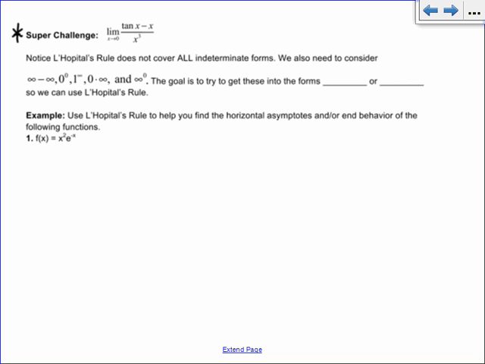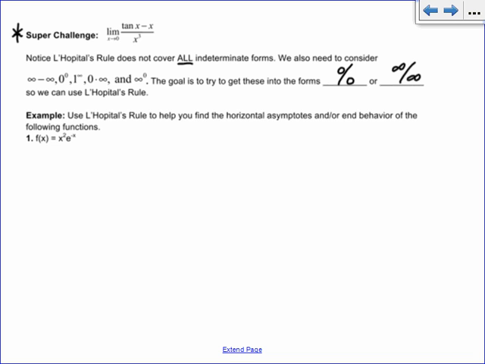All right, so it says, notice L'Hopital's rule did not cover all of the indeterminate forms. It only covered 0 over 0, infinity over infinity. So what if we have infinity minus infinity, or 0 to the 0, or 1 to the infinity, or whatever? The goal is to get it into one of those two forms that we know. If you can do that, then you'll be good. We don't do a lot of this in this class.